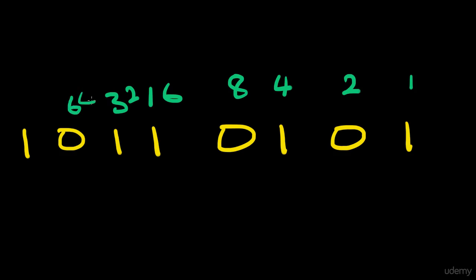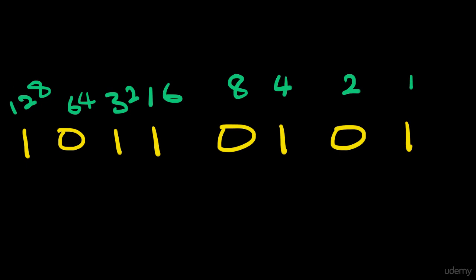This column's value is 1. This is 2. This is 4. What comes next? 8 comes next. Then 16, 32. What comes next? 64. And then 128. What you're doing is you're doubling as you proceed. 1, 2, 4, 8, 16, 32, 64, 128.